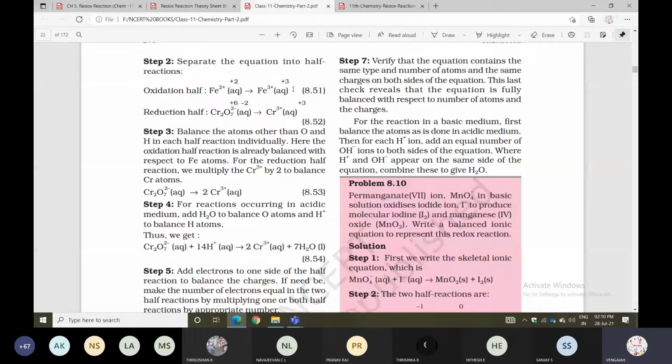For the reaction occurring in acidic medium, add water molecules to balance oxygen atoms and H plus to balance the hydrogen atoms. Listen, for the reaction occurring in acidic medium, add water molecules to balance oxygen atoms and H plus to balance hydrogen atoms.